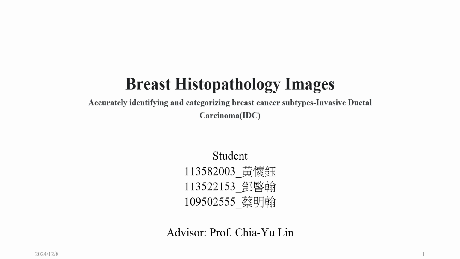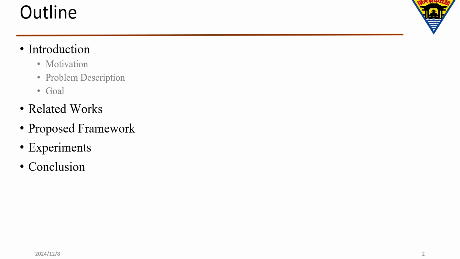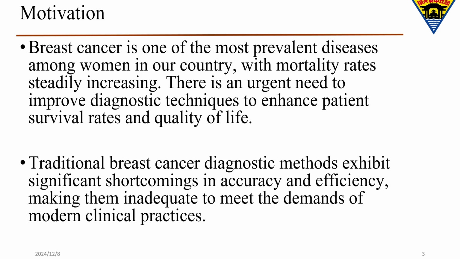Okay, here we're going to introduce our breast histopathology images, and we're going to classify the breast cancer subtypes. And here's our outline. There are mainly 5 parts: introduction, related work, proposed method, experiments, and conclusion.